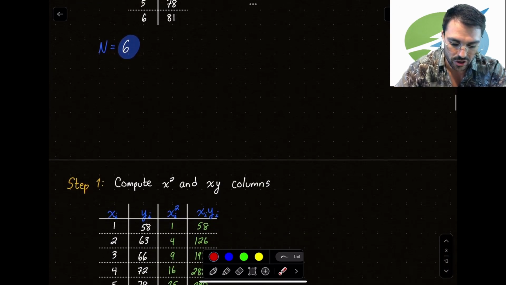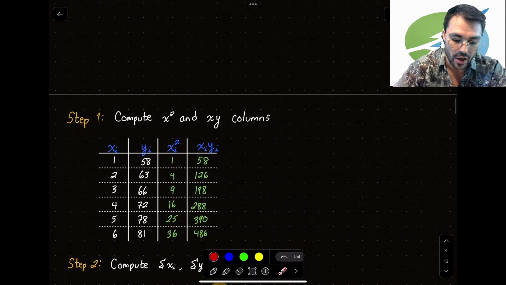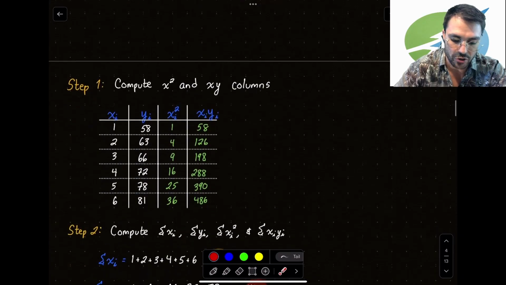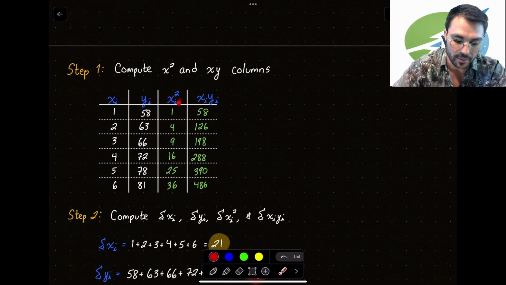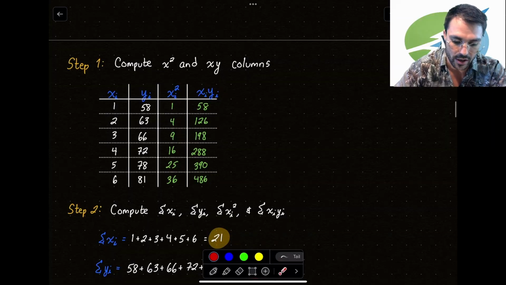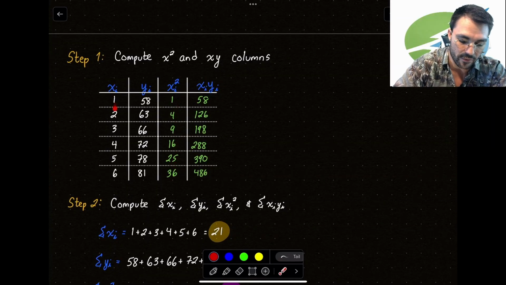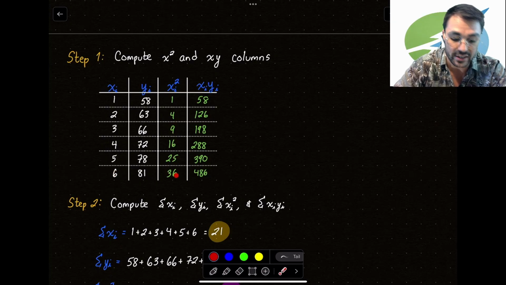All right, so step 1. On our table here, we're going to add 2 columns. We're going to add a column for x sub i squared and a column for x sub i times y sub i. In this column here, I just take every element of the x sub i column and I square it. 1 squared is 1. 2 squared is 4. 3 squared is 9. 4 squared is 16. 5 squared is 25. And 6 squared is 36.